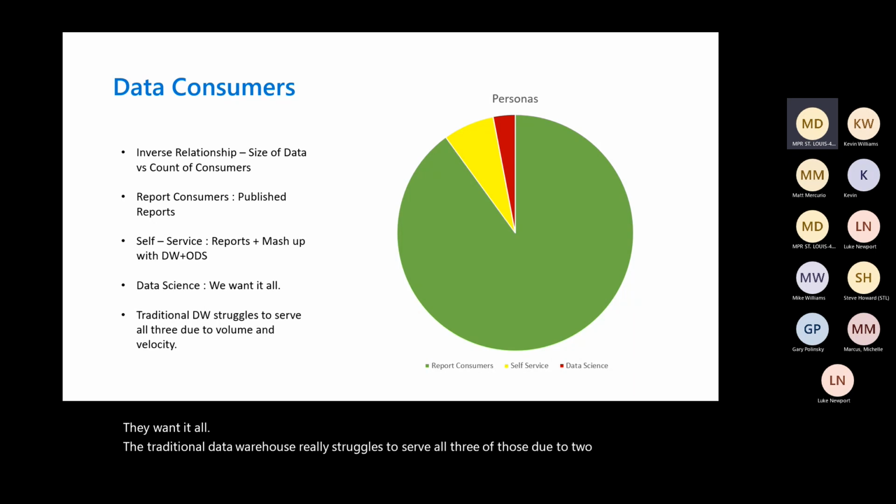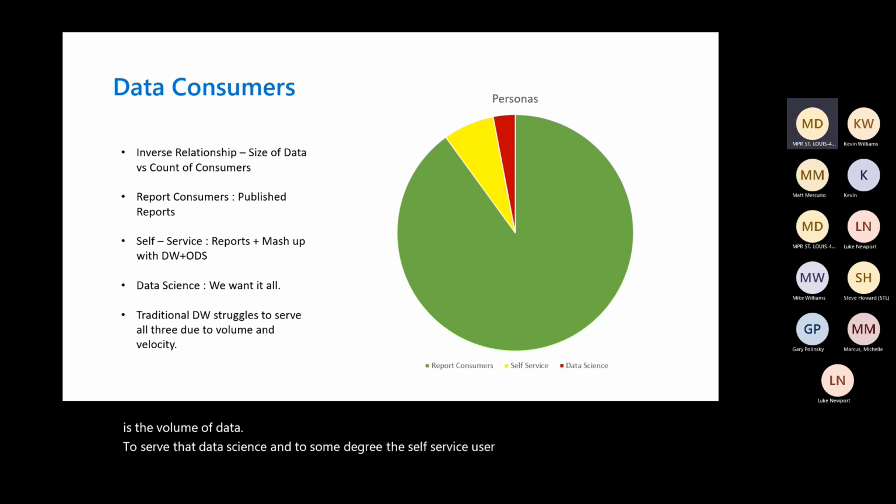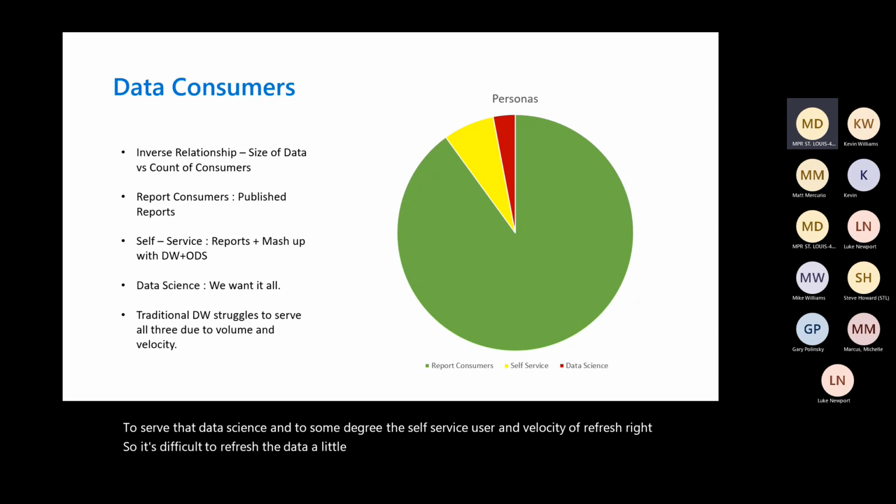There are two issues. One is the volume of data, to serve data science and to some degree the self-service user, and the other is velocity of refresh. It's more complicated to refresh the data, as well as land new sources of data in your data warehouse, because you have to define the schema ahead of it.